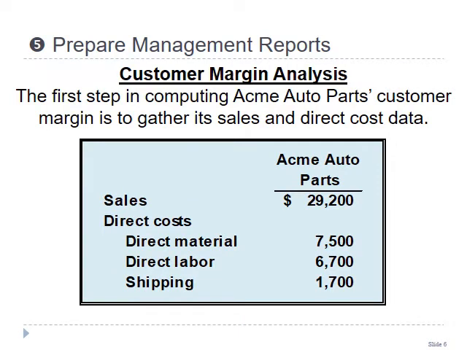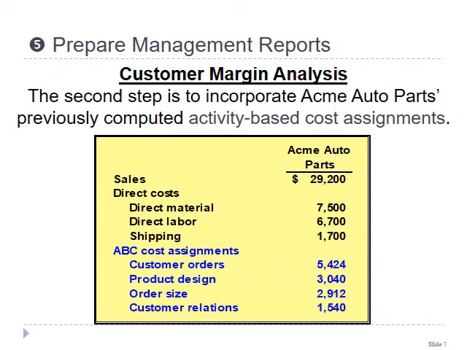Similarly, we can also find out the customer margin. We are given the sales and direct material data, or direct cost data. We can easily find out how much profit this customer is giving us, right? Through our previous slide's example, we found the Acme overhead cost, that is 12,000 something, right?